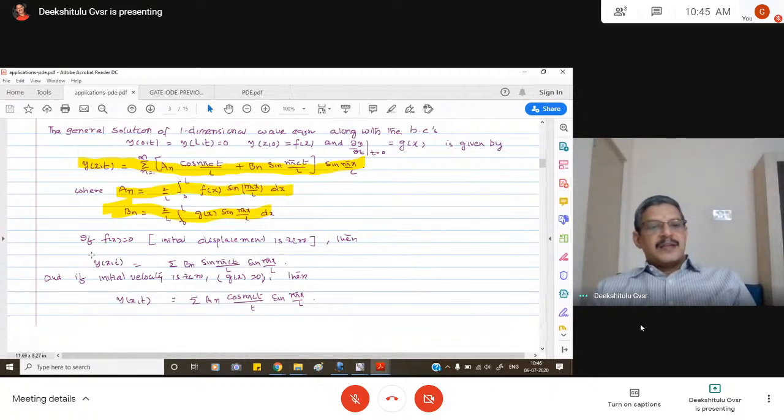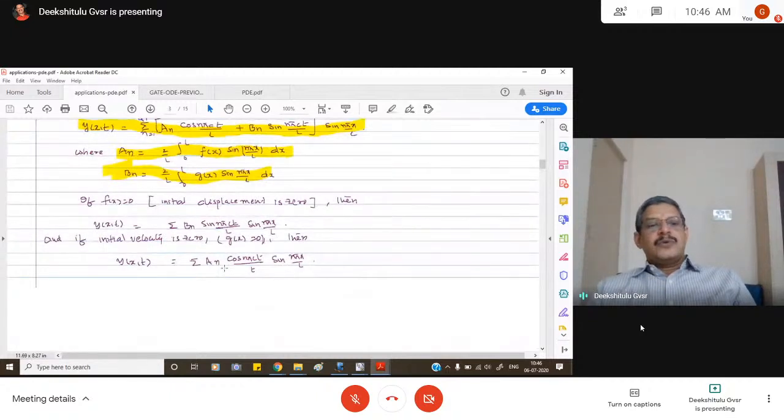As I said earlier, if f of x is equal to 0, the initial displacement is 0, then this an becomes 0. Then the solution y(x, t) will be simply in terms of bn sin(nπct/L) into sin(nπx/L). And if the initial velocity is 0, that means g of x is 0, then this term goes out, bn will be 0. So the solution will be in terms of only an. So y(x, t) is Σ an cos(nπct/L) into sin(nπx/L).